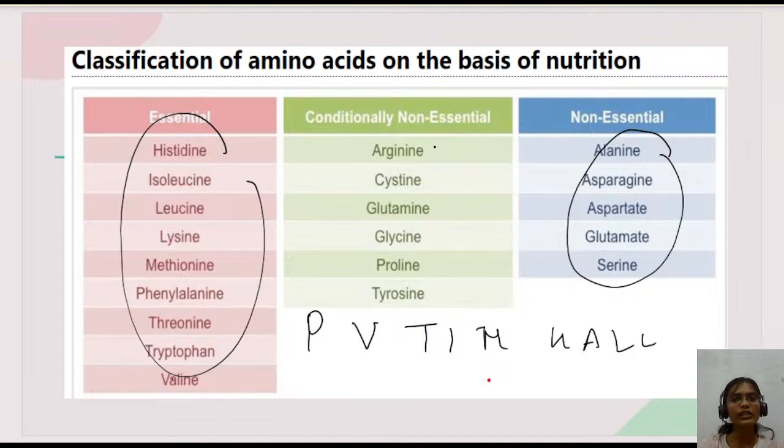And these are conditionally essential, meaning if there's a deficiency in the body, they become essential. If they are already present in the body, they are non-essential. So it is condition-wise, like cysteine, arginine, glutamine, glycine, proline, and tyrosine. This is not that important.